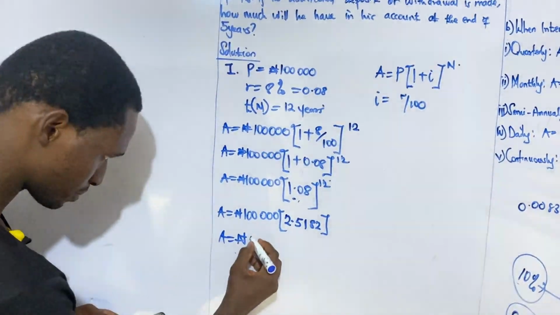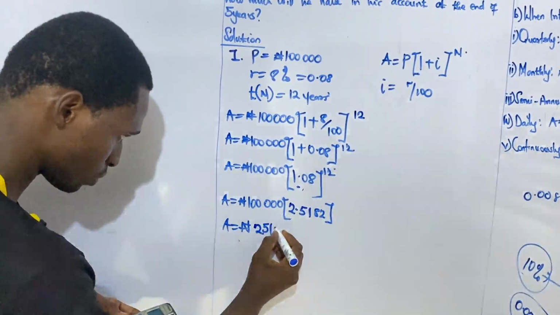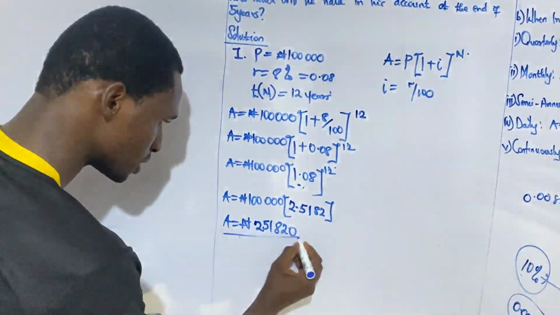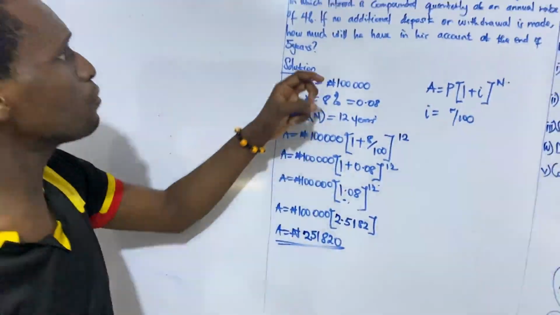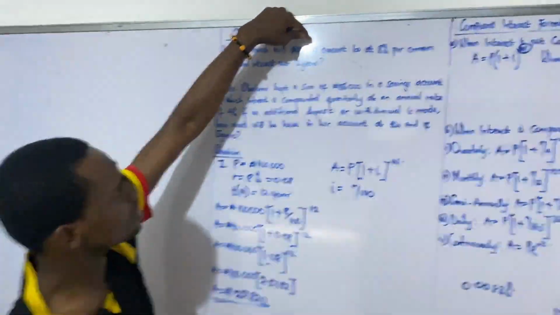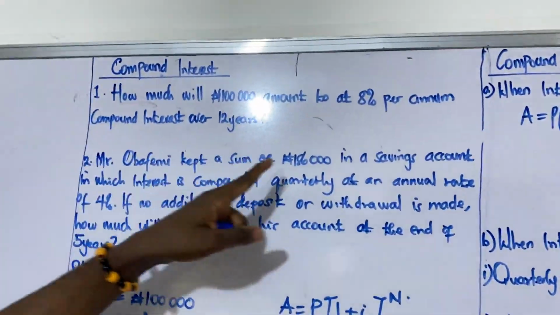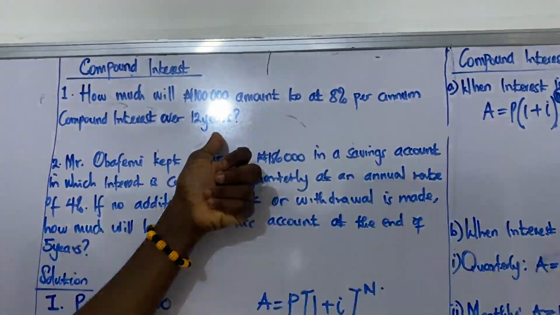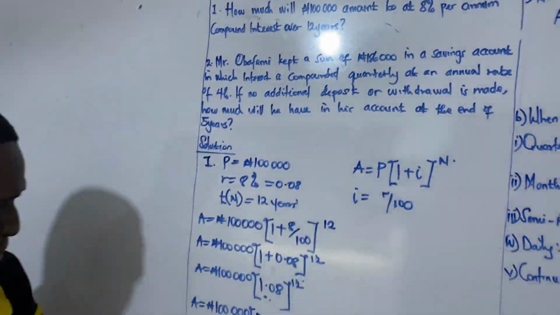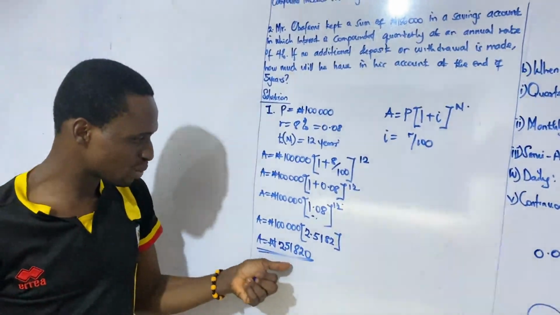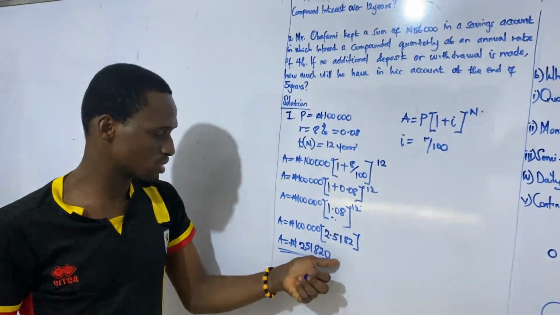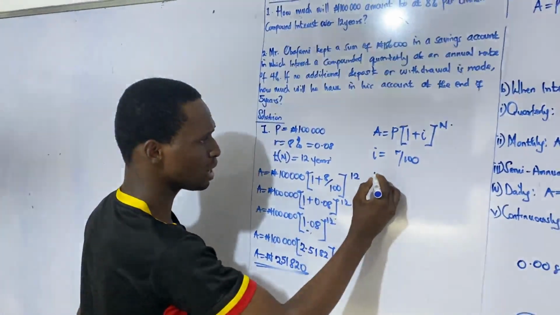That will give us 251,820. So if we are to invest 100,000 naira at 8% compound interest for 12 years, our amount is 251,820 naira. So let us see what will be our interest.